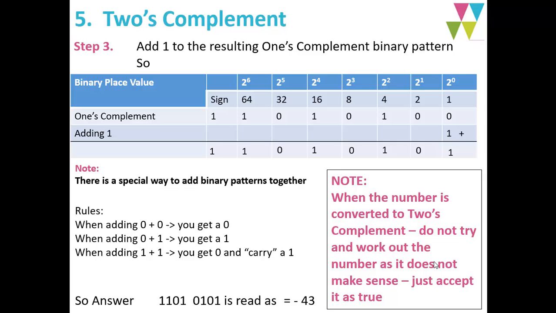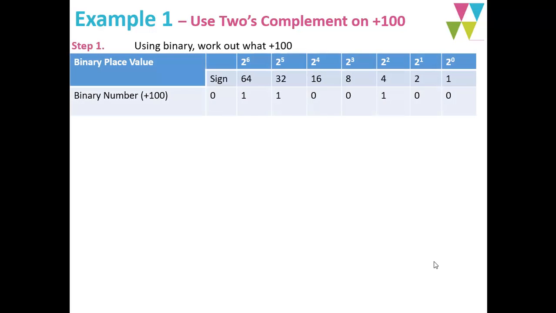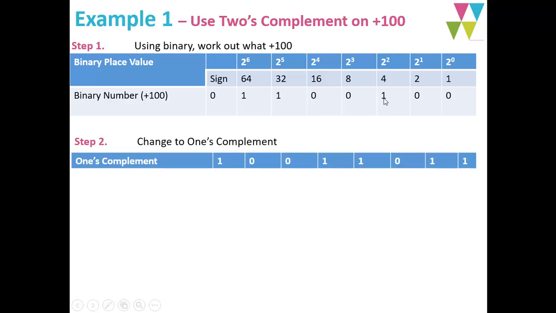Okay, let's take a look at 2 examples. Our first example is where we're using 2's complement to convert plus 100 to minus 100. Step 1, we take our 100 and work it out, and as you can see, we have a 1 at 64, a 1 at 32, so 64 and 32 give you 96, plus 4 gives you the 100.